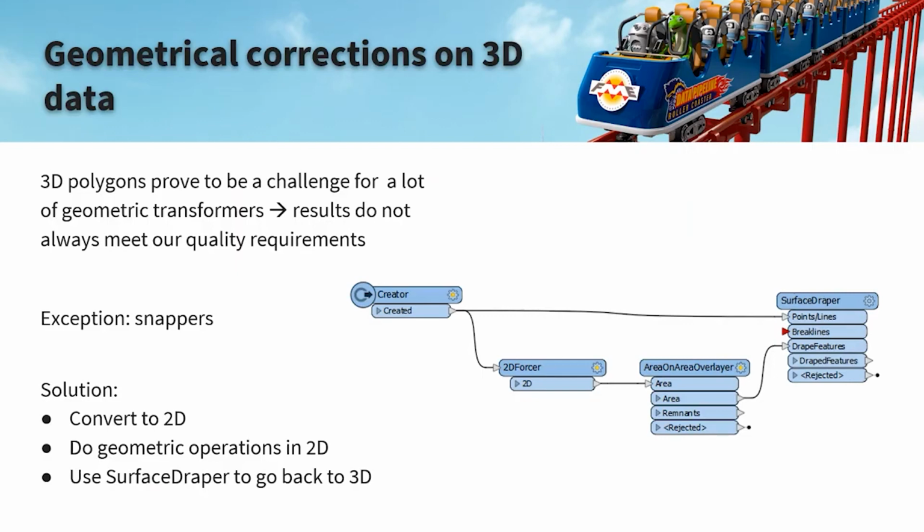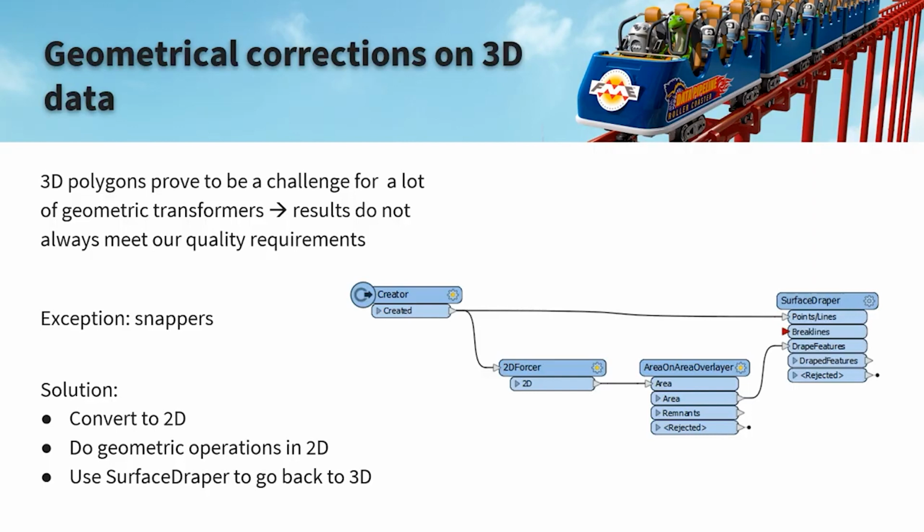When developing the FME models to do these geometrical corrections, we quickly discovered that the 3D component proved to be a real challenge, as most FME geometrical transformers are built to be run on 2D data. Often, the transformers do give an output, but those results did not always meet our quality requirements. Snapper transformers, however, did not have any difficulties with the Z component and do exactly what you would expect on the 3D data. But still, it's tricky to use them because they tend to make 3D polygons non-planar.